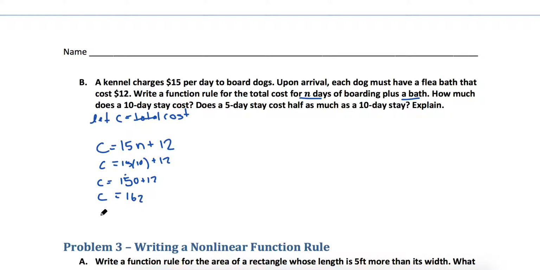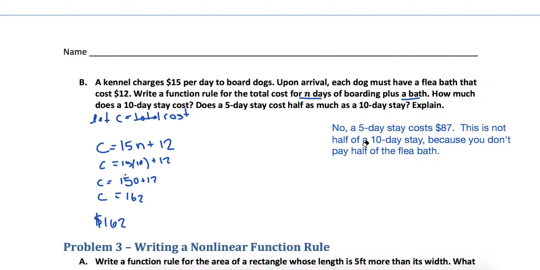So $162 for a 10-day stay. Now, would a 5-day stay be half as much? If you think about it, it sounds right. Half the amount of time should be half the amount of money. But really, no, that's not going to work out because a 5-day stay will cost $87.